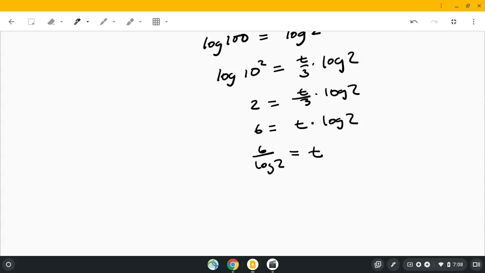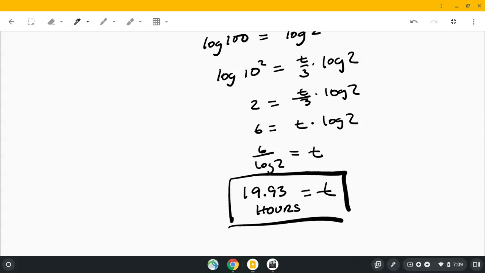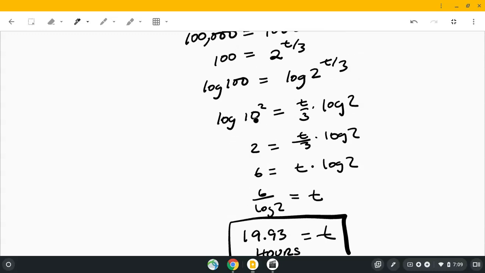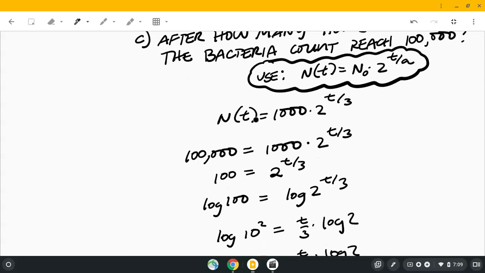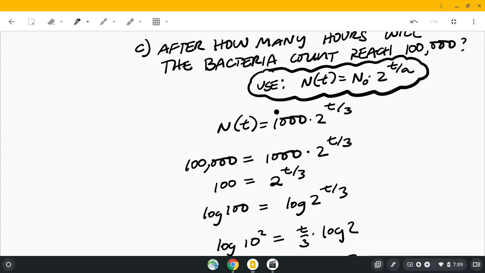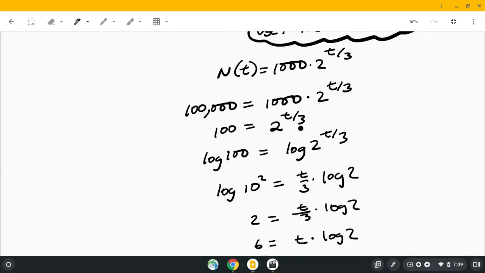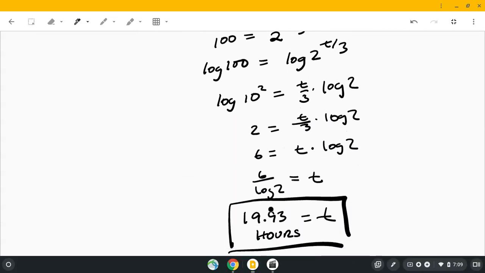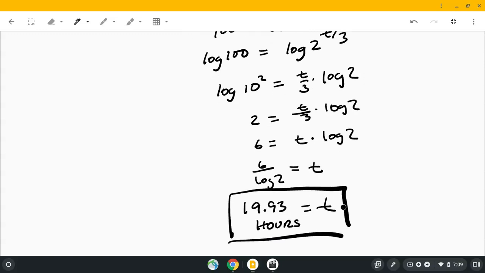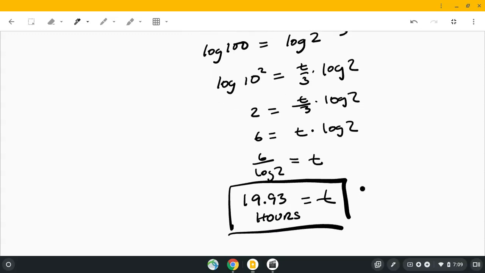And when I punch that into my calculator, I get 19.93 hours. So this is how long it's going to take for your bacteria to reach 100,000. It will take almost 20 hours. So that's quite a bit.